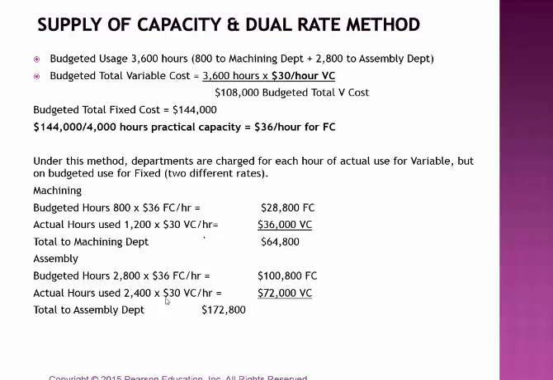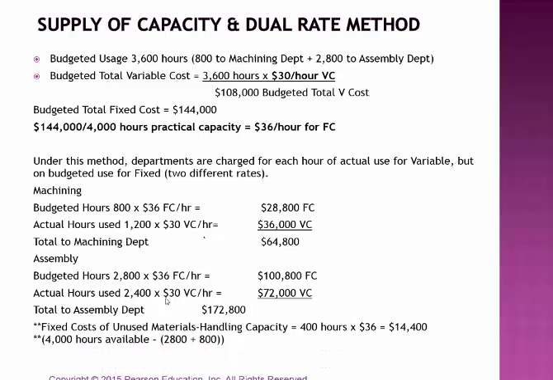Again, we can still notice that we have got those 400 hours that have not been utilized at a cost of 36 per hour for 14,400.